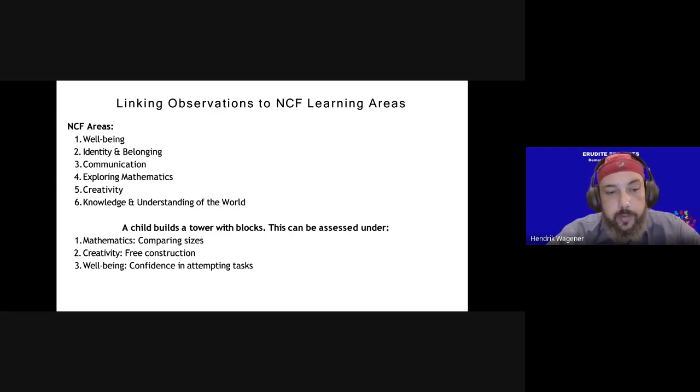So if we have a look at a simple assessment with blocks, a child builds a tower with blocks. We can see number one with mathematics that the child compares sizes and can see what fits where. Pre-construction and building something unique is creativity. And well-being, what we point to is the amount of confidence the child has while they're building this unique structure on their own. So those are three simple observations we can make from building a tower with blocks.